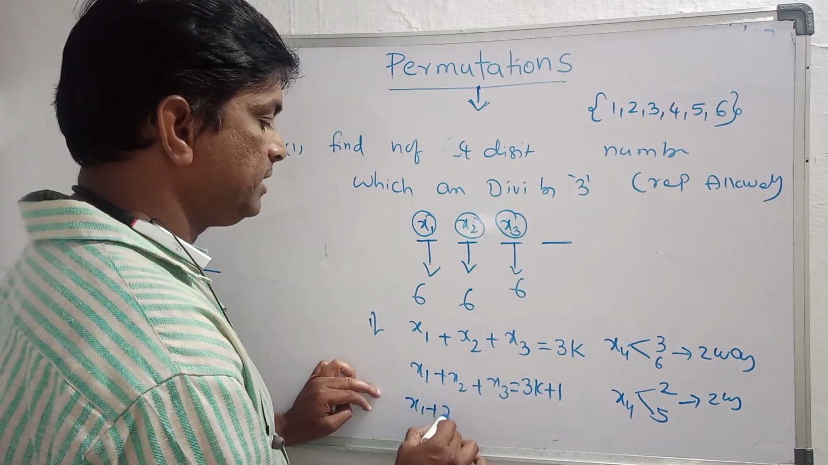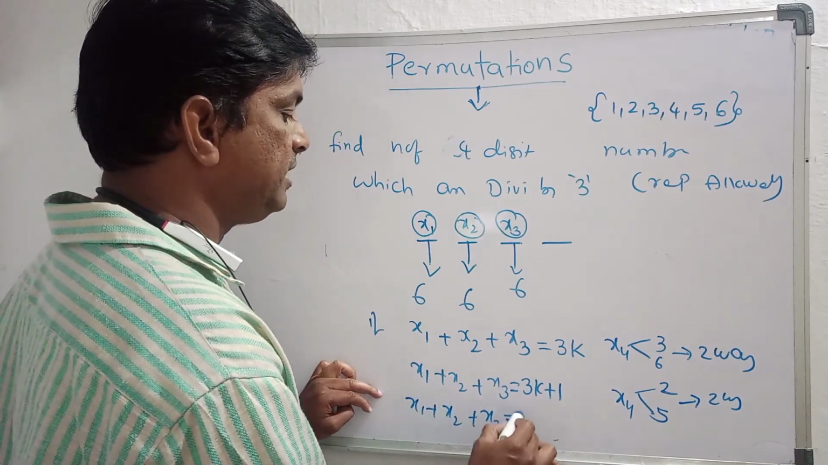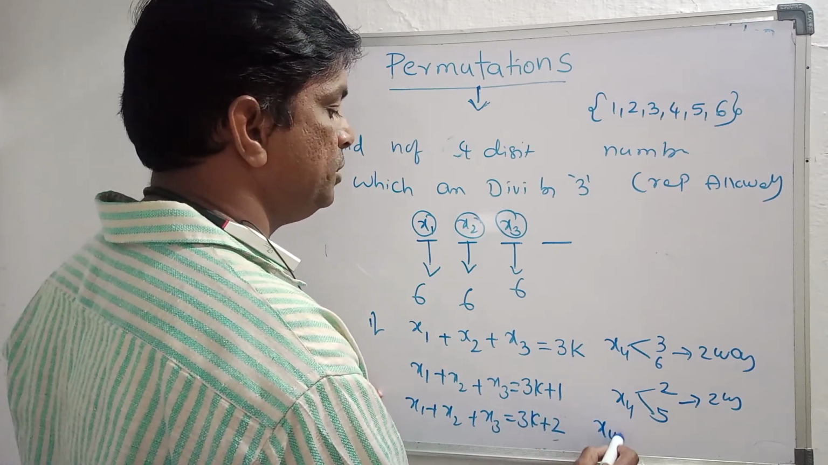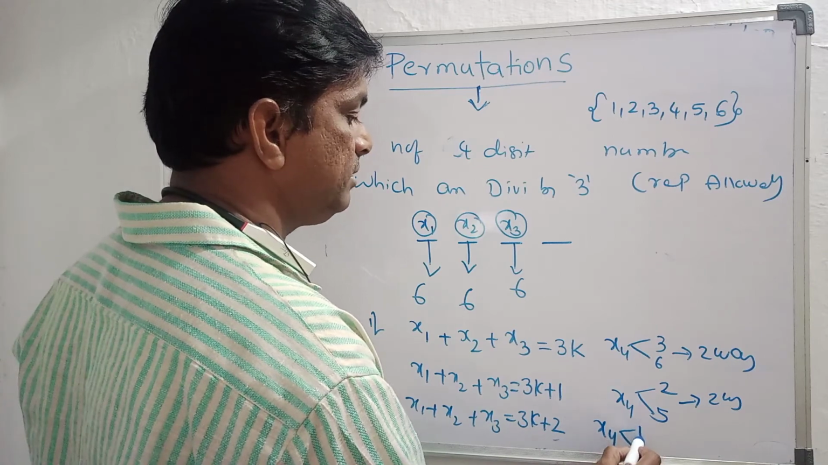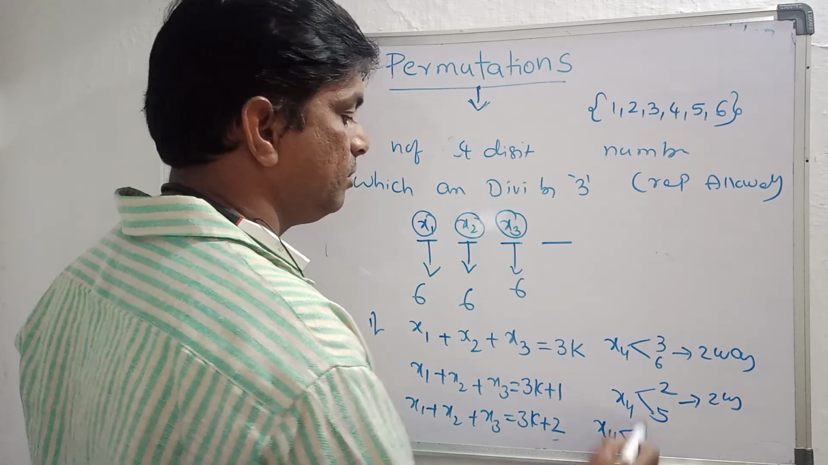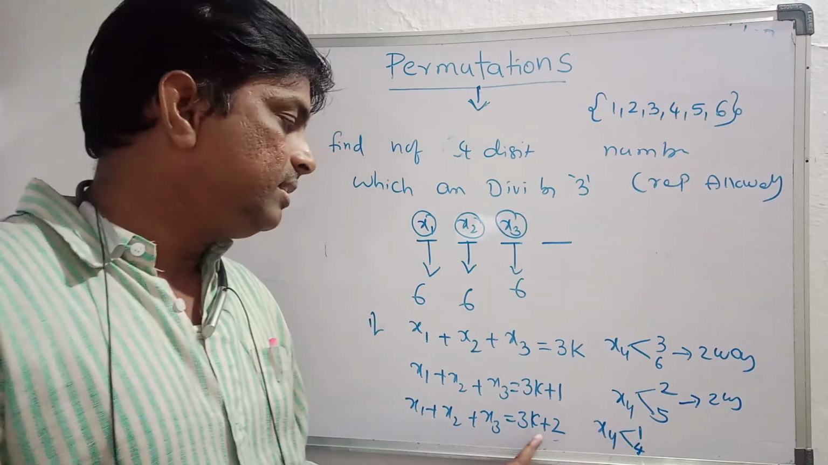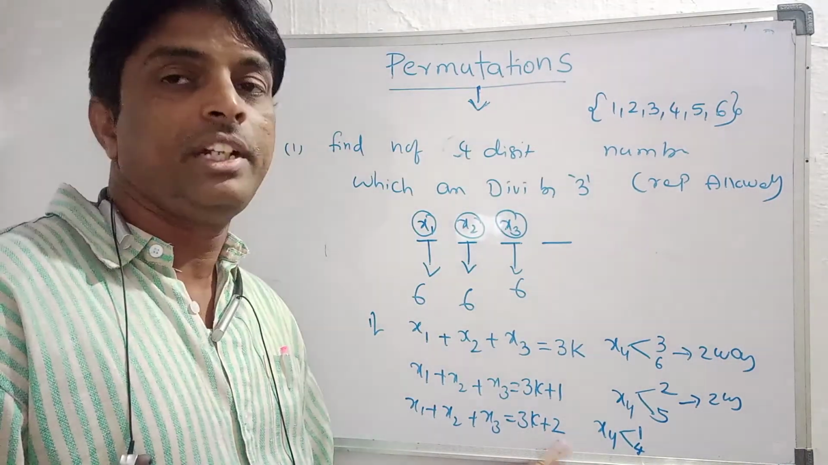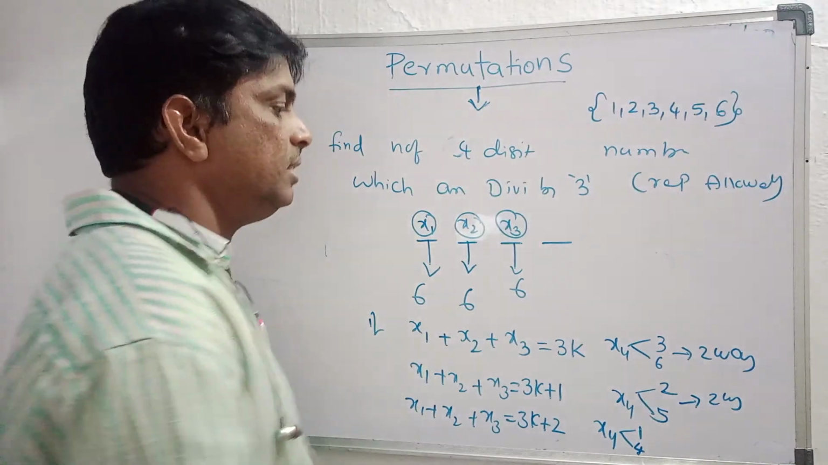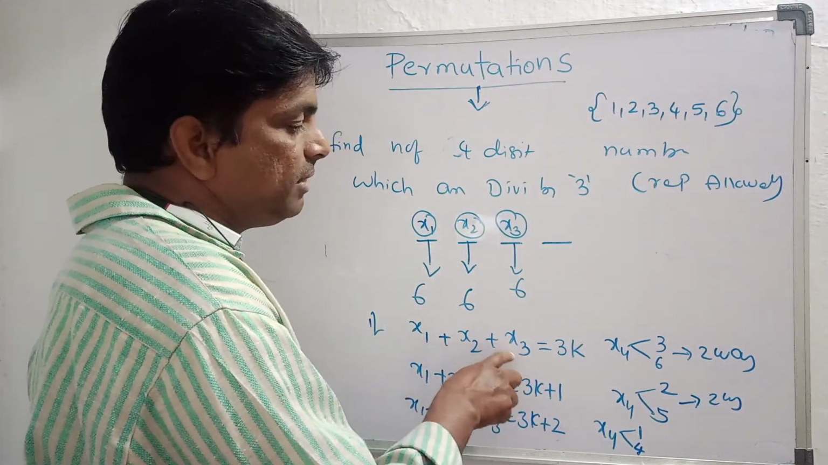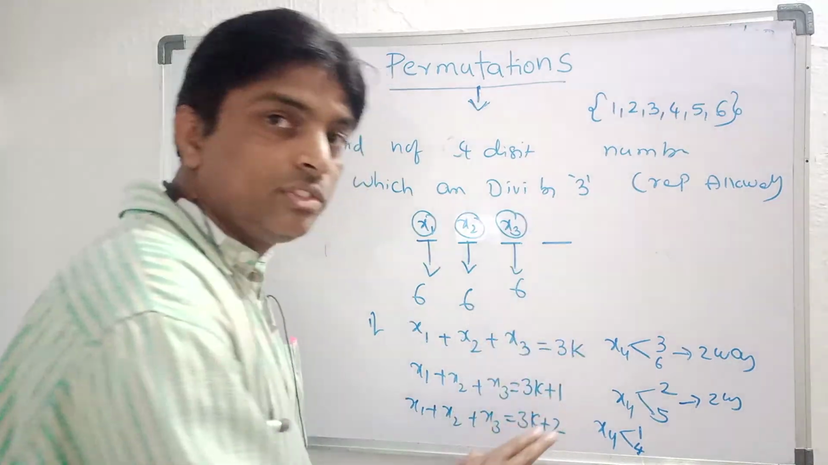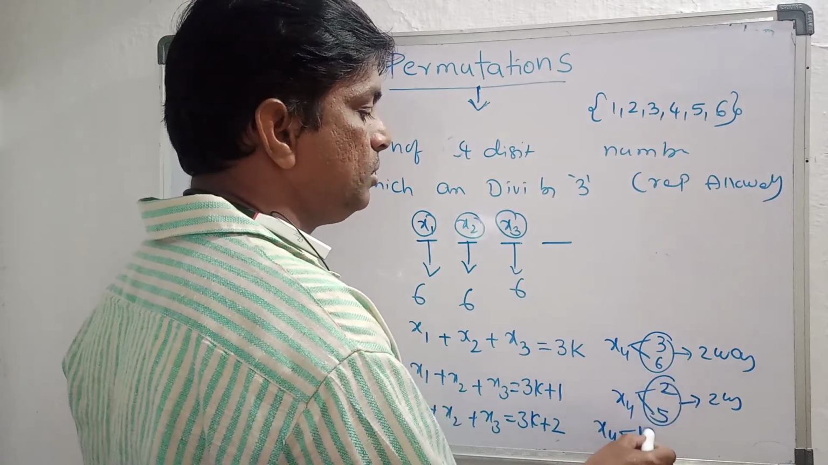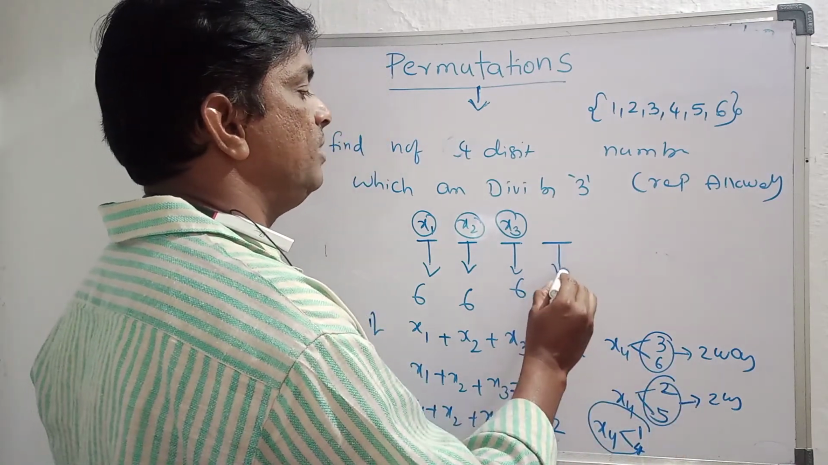Or if x1 plus x2 plus x3 is of the 3k plus 2 form, can you tell me, the last position I should fill with either 1 or 4, because if you add 1 it becomes 3k plus 3, a multiple of 3. Even if you add 4, 3k plus 6, a multiple of 3. So whether the sum of these three numbers is of the 3k form, 3k plus 1 form or 3k plus 2 form, x4 can be filled in how many ways, children? 2 ways. I can fill only 2 ways.